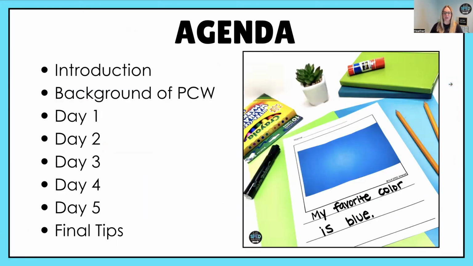All right, so we have a very quick agenda. We're going to do some introductions of who I am if you're not familiar with who I am. We're going to do some background about predictable chart writing, where it came from, the research behind it, and then we're going to break down the 5 days of predictable chart writing. And then at the end, I'm going to give you some final tips because the 5 day strategy was not working for my classroom, just in applying the knowledge and the skills. So I actually have broken it down into 3 days, and that was more manageable for my classroom.